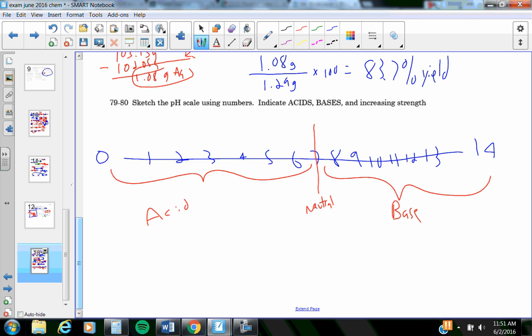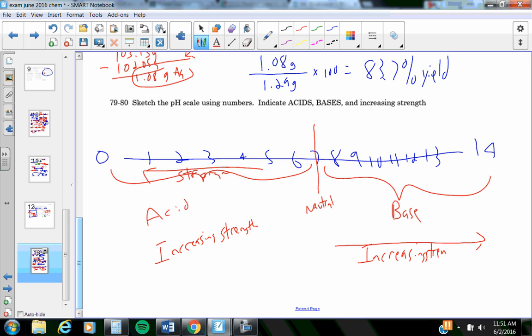They get stronger, or increasing strength, the acids do, when we go to the left. It also gets to be increasing strength of the base as we go to the right. Sketch pH scale using numbers, check. Indicate acids, yep. Bases, and increasing strength. All done.